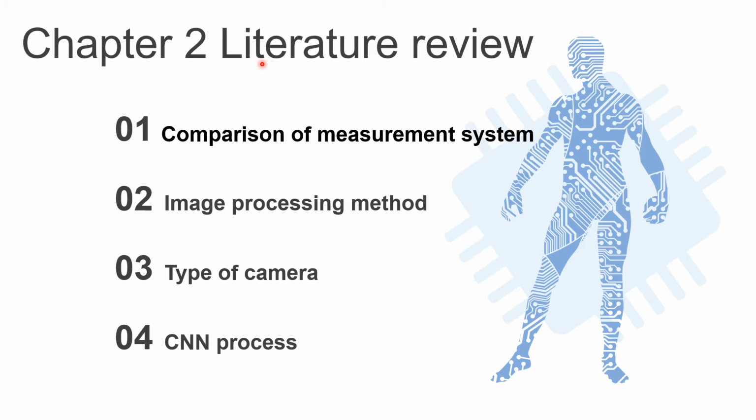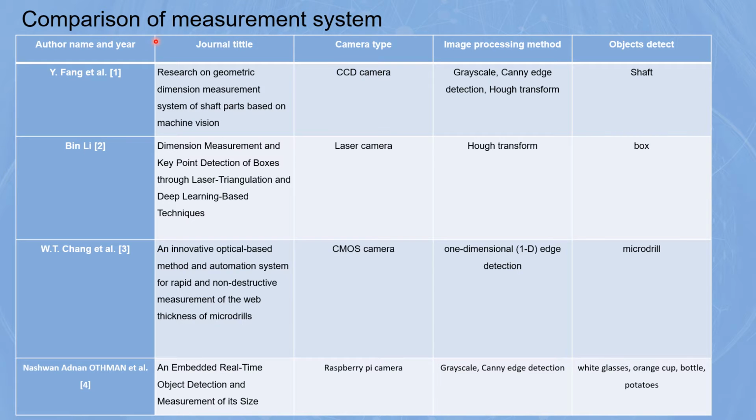For chapter 2, the literature review, there consists 4 parts: comparison of measurement system, image processing method, type of camera, and CNN process. Comparison of measurement system. Journal title: Research on Geometric Dimension Measurement System of Sharp Parts based on Machine Vision. Camera type: CCD camera. Image processing method: grayscale, canny edge detection, Hough transform, object detect, shaft.